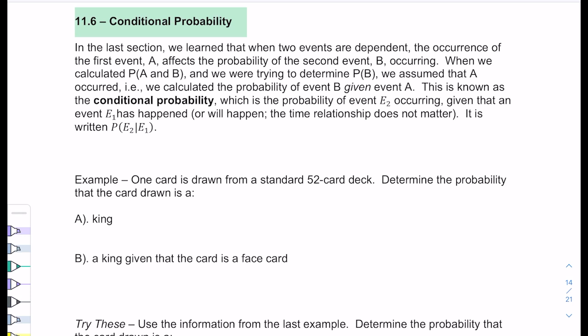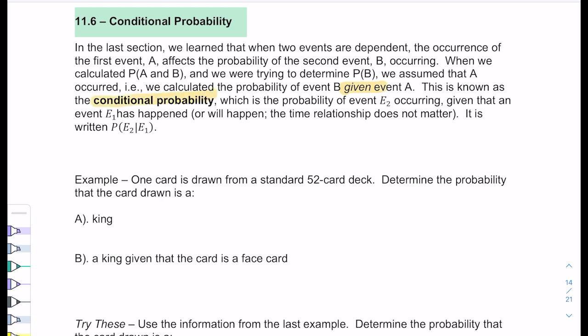So in the last section, we learned that when two events are dependent, remember that means the occurrence of one event affects the probability of the second one, right? We calculated the probability of A and B by multiplying. And we were trying to determine the probability of B, but we assumed that A already occurred. So we calculated the probability of event B given event A. This is known as conditional probability.